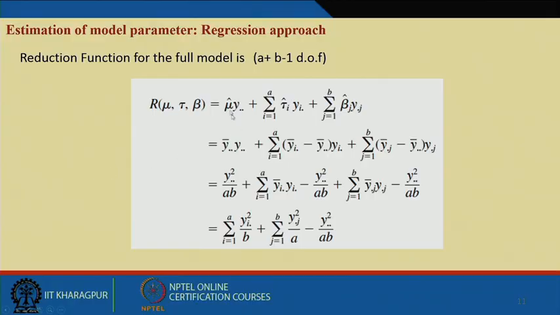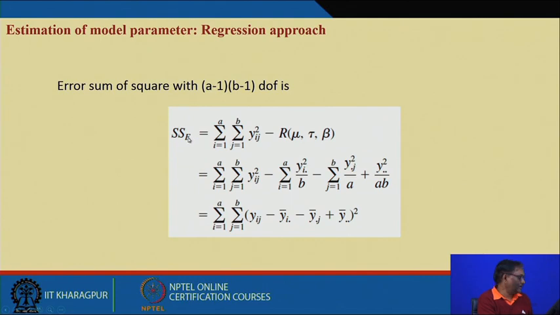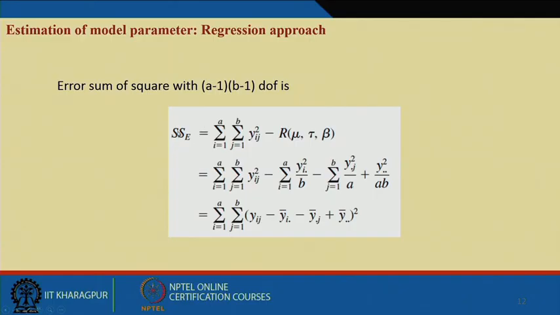Now, see the slides. The estimate of mu cap is y bar, tau_i is y_i dot bar minus this, and beta_j is y dot j bar minus this. If you do the algebraic manipulation, you finally get this, with i equal to 1 to a and j equal to 1 to b. If you subtract this quantity from the sum square of the observations, that is, the sum square of the observations minus the sum square due to the model, the difference will be SSE. You have seen this equation earlier.